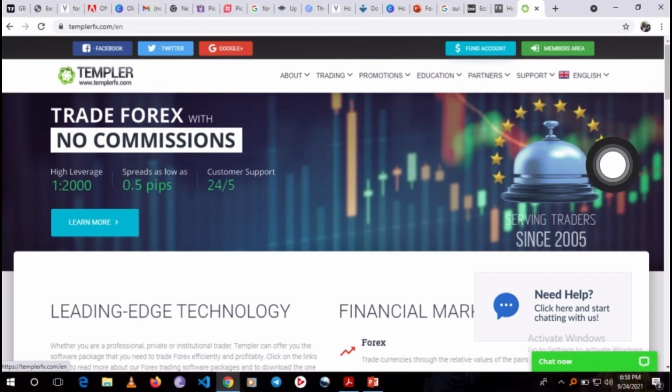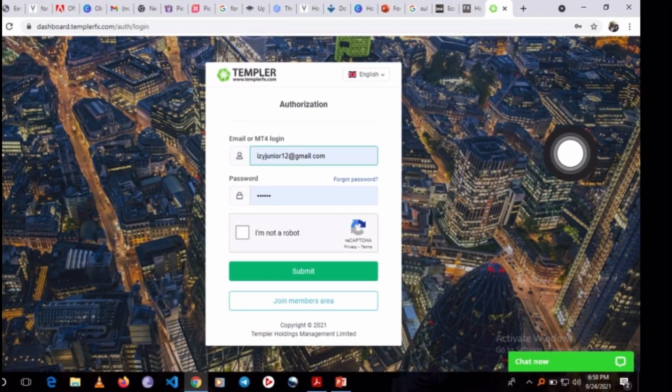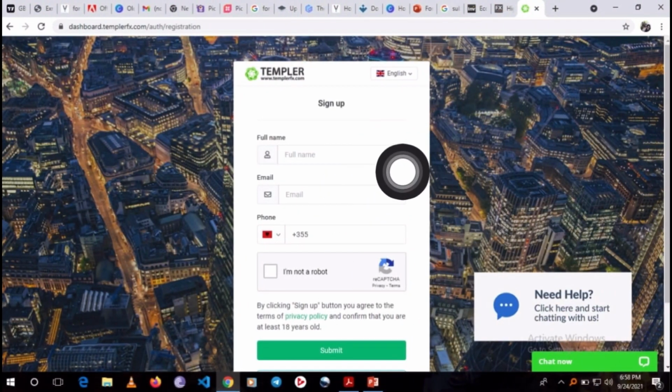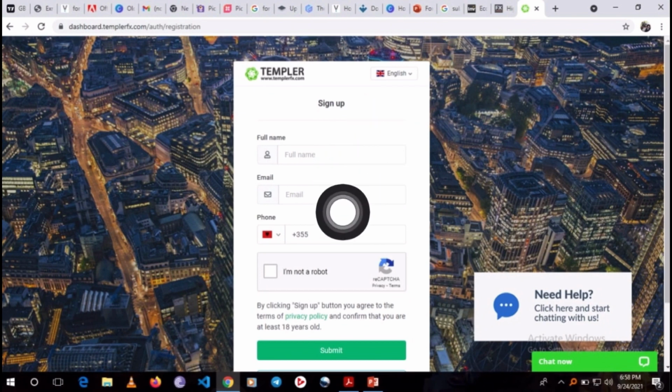All you have to do is come here to the members area and log in if you have an account. If you don't have an account, you come down here to join the members area. Then you sign up with your full name, email, and number. Then they verify your email or your account in a few hours. Then you open a demo account and connect it to your MetaTrader 4, then start trading Forex.